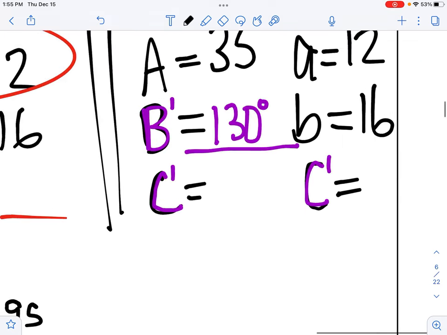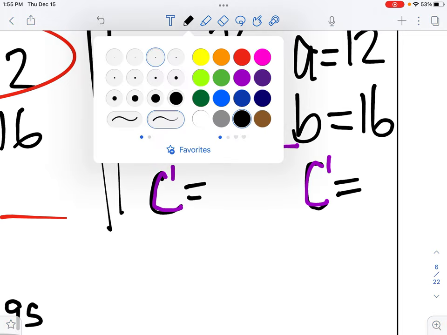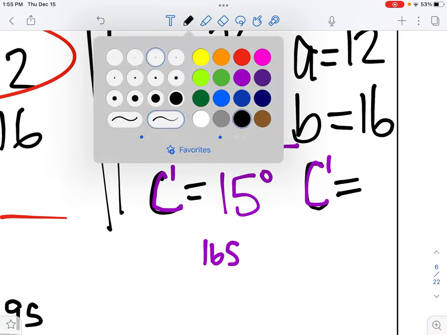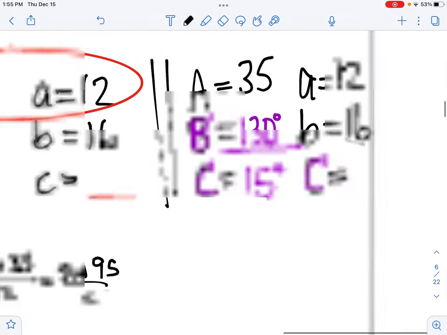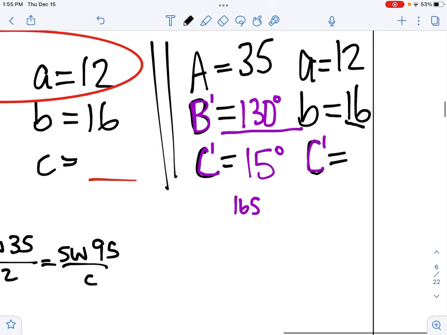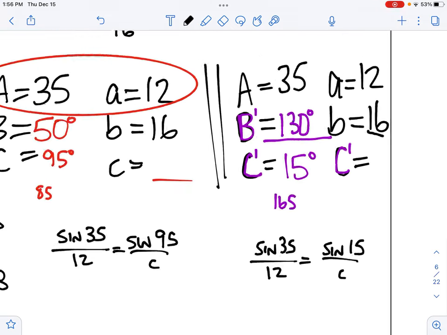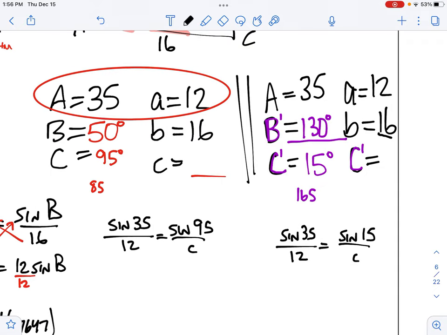Over here, same idea. 35 and 130 makes 165, so that means this third angle is going to be 15. And I set up my law of sines again to find C prime. So I would have sine of 35 over 12 is going to equal the sine of 15 over C prime. Use my calculator to solve for each of those missing sides, and then I'm finished.